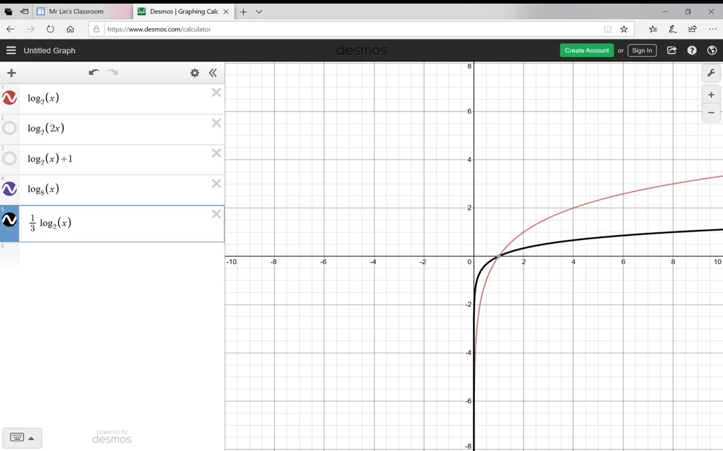Just like we could algebraically justify this +1, the vertical shift of +1. So turn these off. This vertical shift of +1 is algebraically equivalent to a horizontal compression of 1/2.